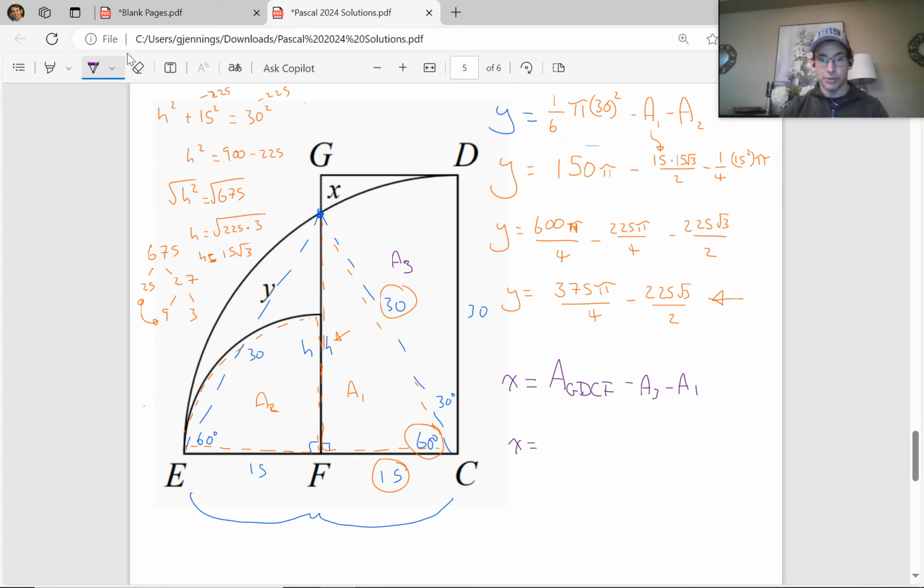x is equal to 15 times 30, he says, asking someone else to give him the answer. 450. That's the area of the big rectangle. Minus A3. A3 is 1/12 of the whole circle because it's only 30 degrees of the circle. Something I didn't show last time was 30 degrees over 360 gives us 1/12 of the whole circle. So the circle sector A3 is 1/12 the whole circle.